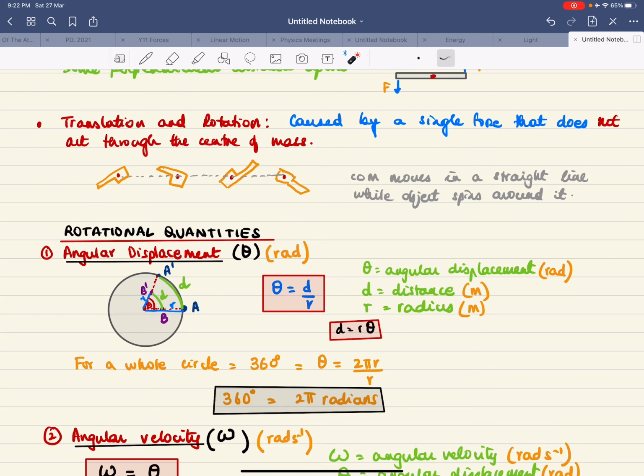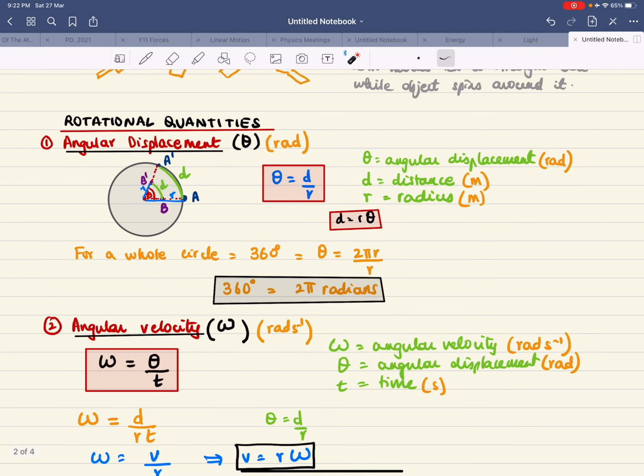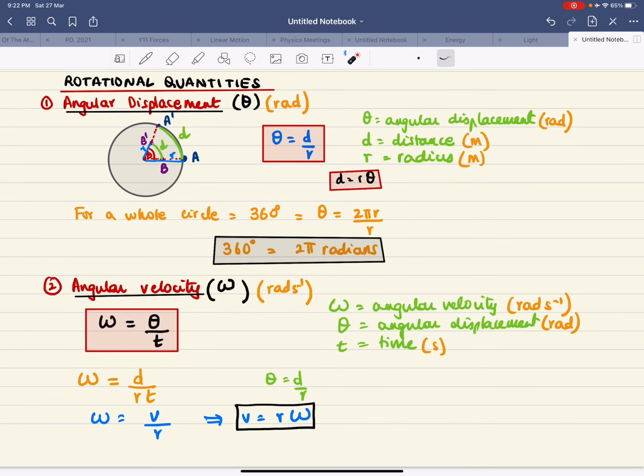Objects that are spinning have an angular velocity, given by angular displacement divided by time. Omega is angular velocity, theta is angular displacement, and time is in seconds, and angular velocity is measured in radians per second. There's a connection between angular velocity and linear velocity. Angular velocity is theta over t, but theta is d over r. If I replace theta by d over r, you get d over t, distance over time, which is velocity. So omega is v over r, or v is equal to r omega.